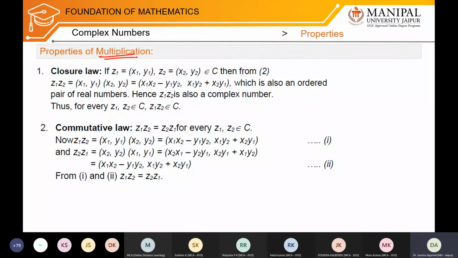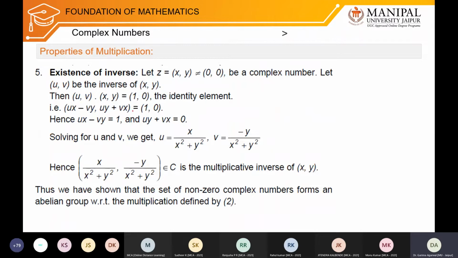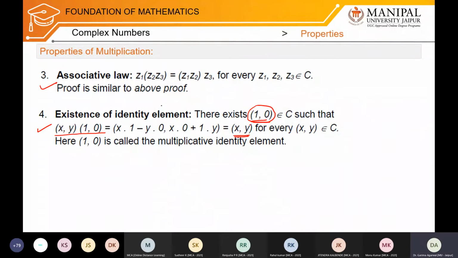Then for multiplication, again it satisfies the closure law, commutativity, and associativity. Associativity also exists for multiplication of complex numbers. Then identity, that is (1, 0), which also exists for complex numbers. And then inverse. Let me explain this. In the previous slide, we said that (1, 0) is the identity for multiplication, right? Because if we multiply (x, y) by (1, 0), we'll get (x, y) itself. So (1, 0) is the identity for complex numbers.